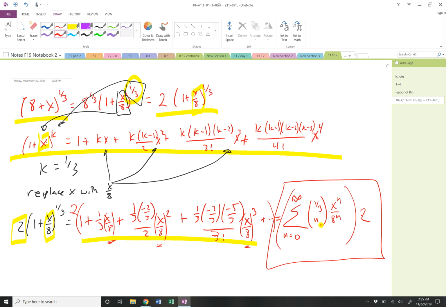Yep, the first term is always 1. That's k choose 0, the 0th binomial term is always 1.